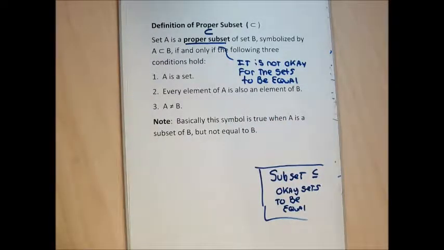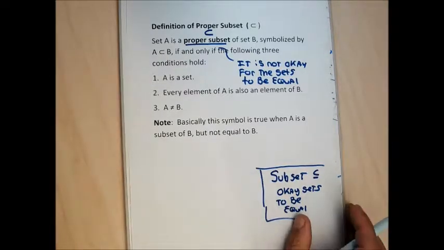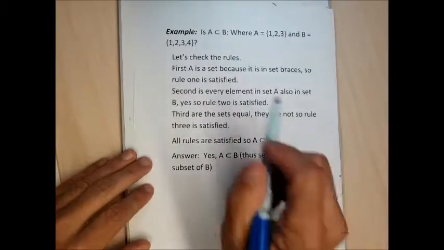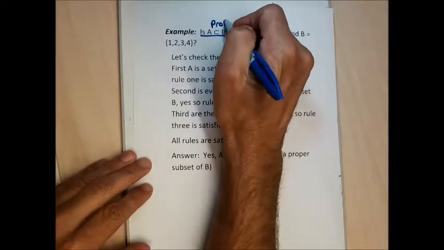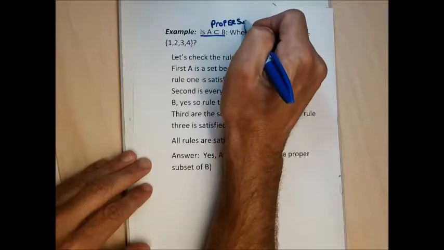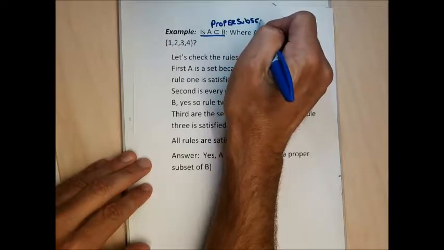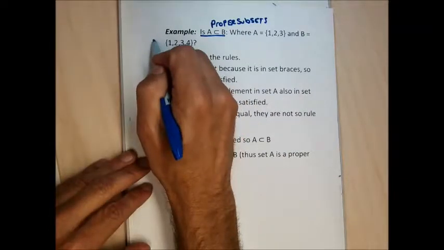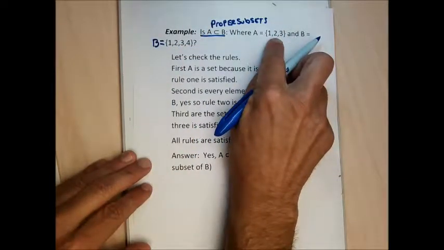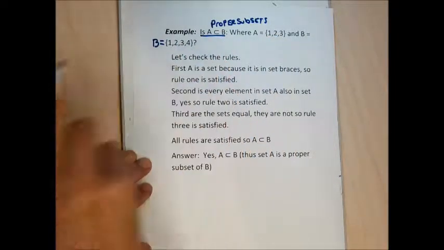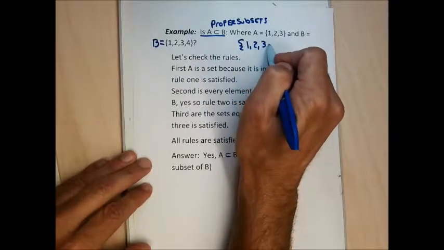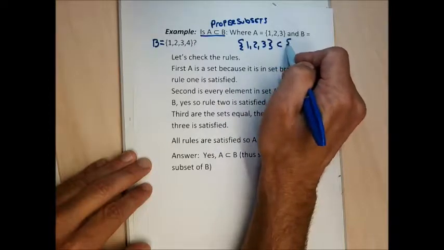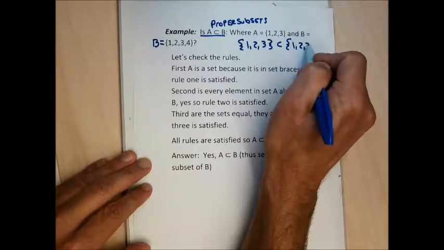So let me just do some examples so we can see whether two sets are proper subsets by just checking the three rules. So first example, is A a proper subset of B? In this case, I'm checking proper subsets, and proper subsets have to satisfy three rules to be true. So I'm giving you two sets. A, the set containing 1, 2, and 3. B, the set containing 1, 2, 3, and 4. And I want to see if the set A, which is represented by the set 1, 2, 3, is a proper subset of the set B, which is the set containing 1, 2, 3, and 4.